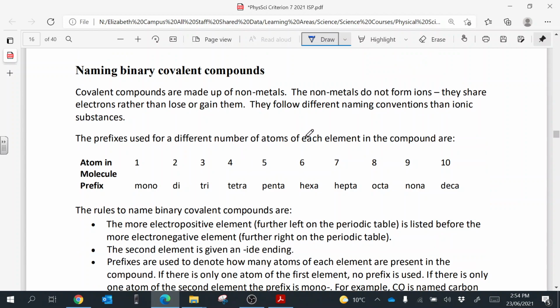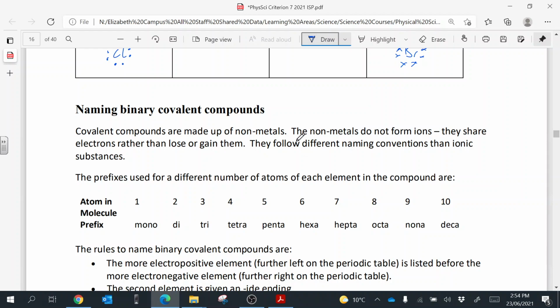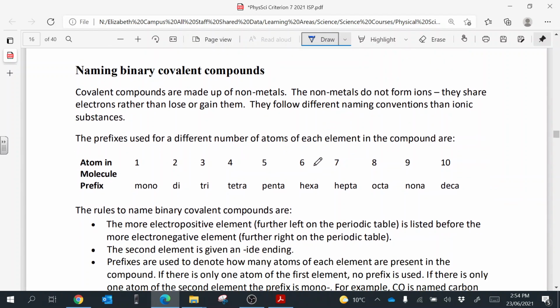Now we're just going to quickly look at naming binary covalent compounds. Binary means that there's 2 of them. Covalent compounds are made up of nonmetals. The nonmetals do not form ions. They share electrons rather than lose or gain them. They follow different naming conventions than ionic substances, which we saw were something like copper(II) sulfate or whatever it would be. Instead, we use prefixes.